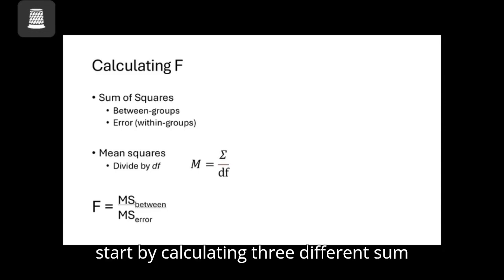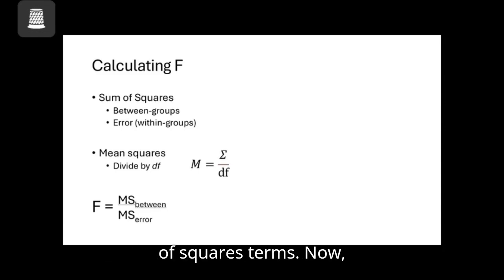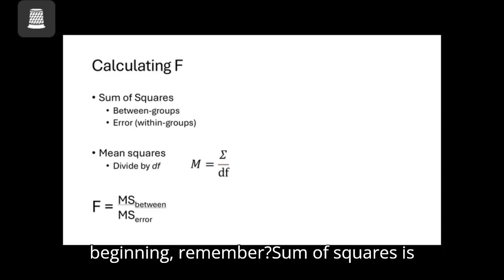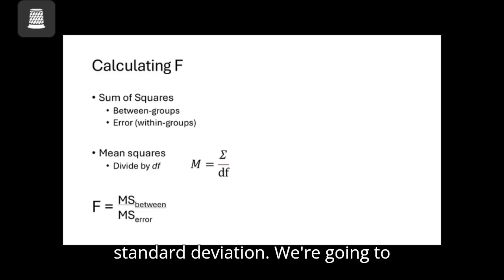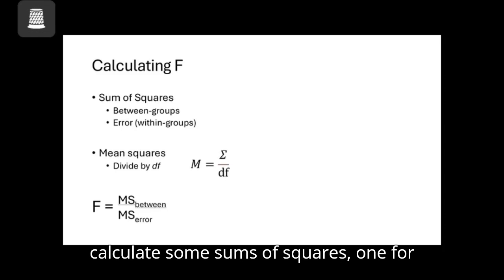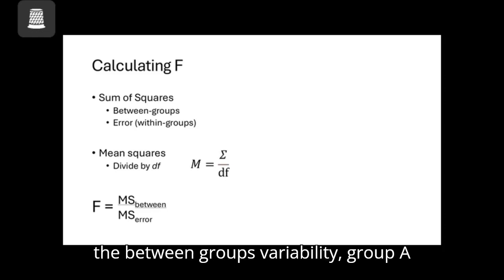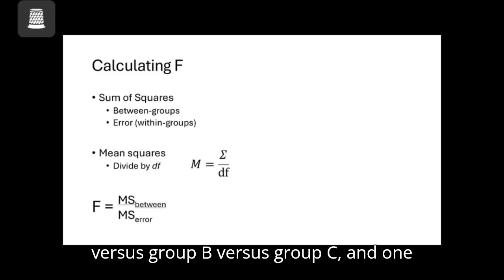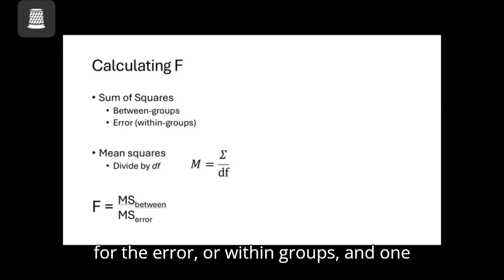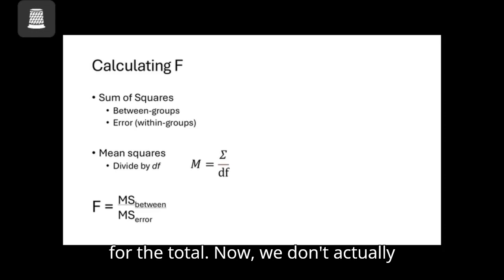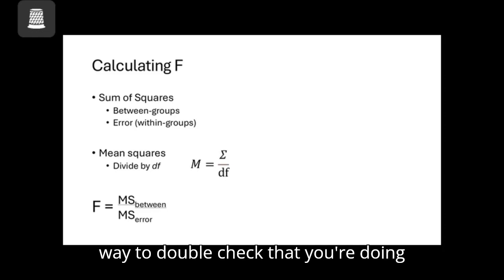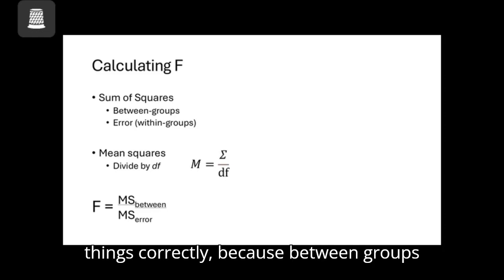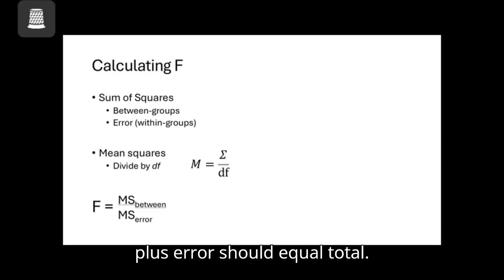First, we have to start by calculating 3 different sum of squares terms. Now, we've done this before, way back at the beginning, remember? Sum of squares is just the third step of calculating your standard deviation. We're going to calculate one for the between groups variability, group A versus group B versus group C, one for the error, or within groups, and one for the total. Now, we don't actually have to calculate the total sums of squares, as you'll see, but it's a good way to double check that you're doing things correctly, because between groups plus error should equal total.